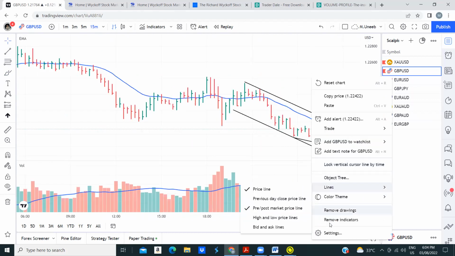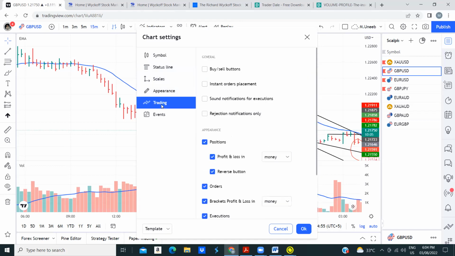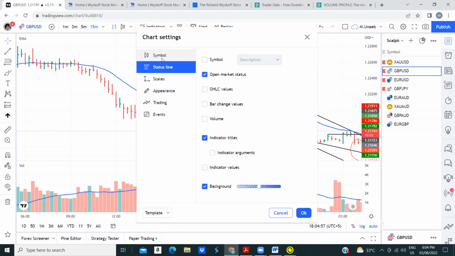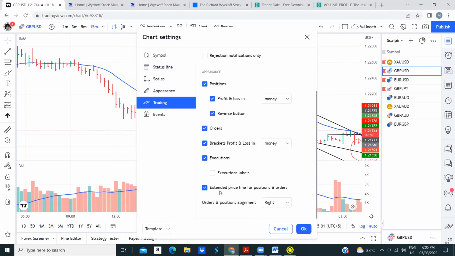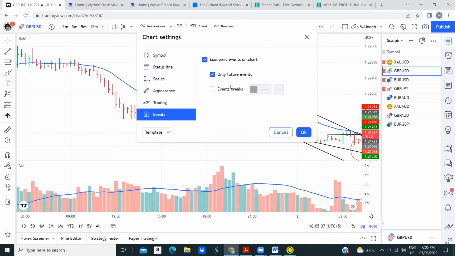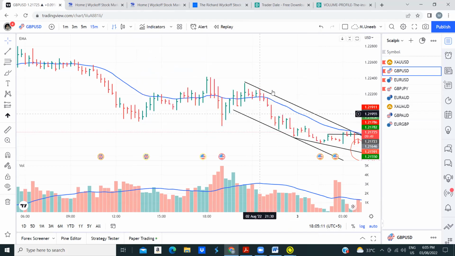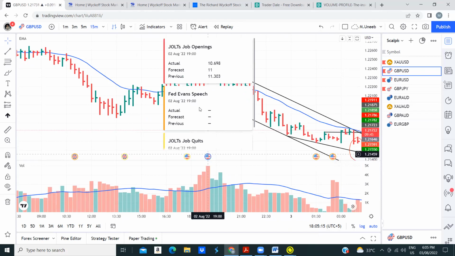Let me open the history settings. Chart trading, scales, symbol. Where's the news? Events only. Now you see here what happened. The news came, and what was the news? The news actual was this one.